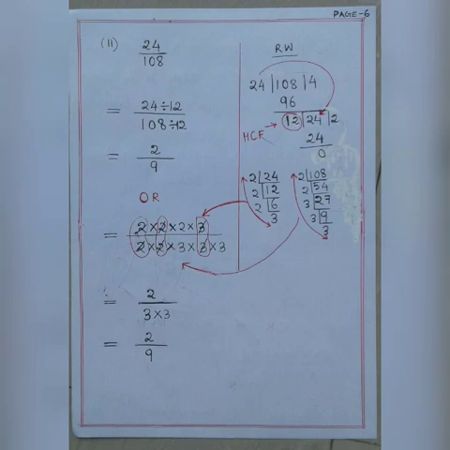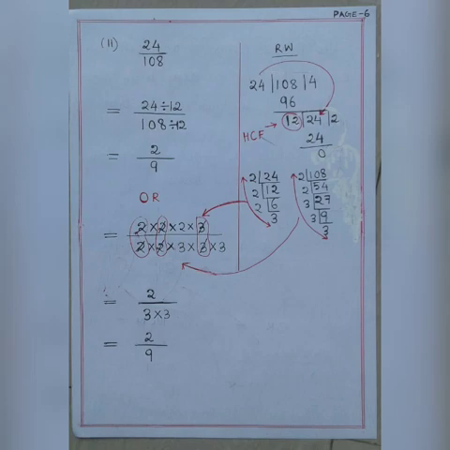12 is the HCF of 24 and 108. So I shall divide 24 and 108 by the HCF 12. I get 2 by 9. Or what I can do, I have found the factors of 24 and 108.